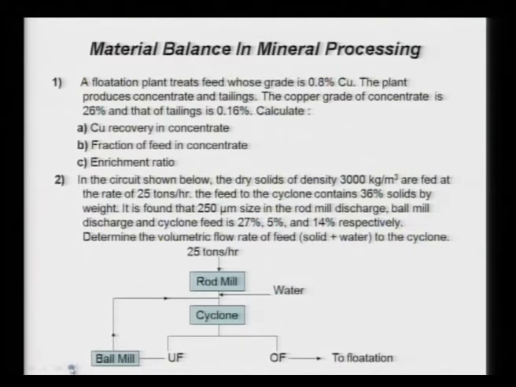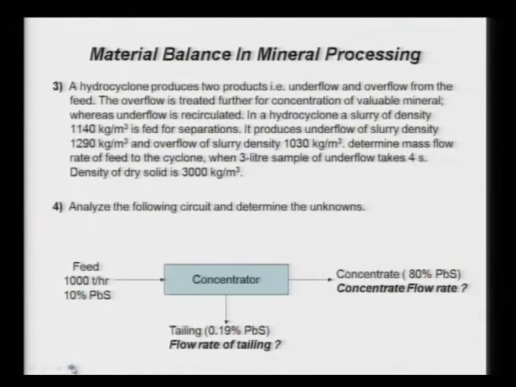Problem number 3, a hydrocyclone produces two products. Now, as I said, the hydrocyclone separates feed into overflow and underflow. So, again here the two product formula has to be used. A hydrocyclone produces two products, that is underflow and overflow from the feed. The overflow is treated further for concentration of valuable mineral, whereas underflow is recirculated.